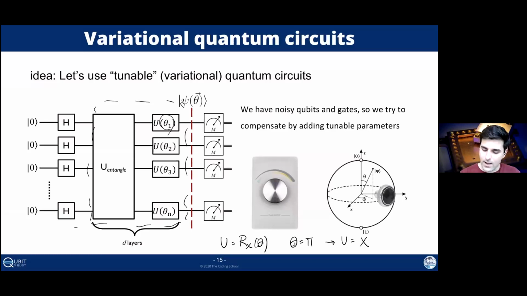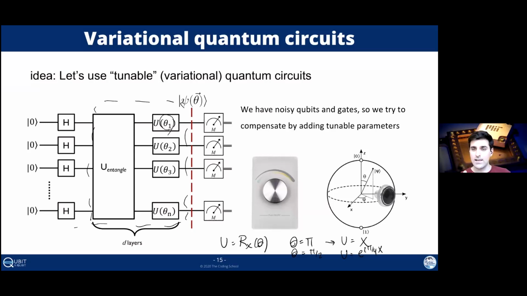Or I can have theta equal to pi over 2. So instead of rotating by pi radians around the x-axis, I can also ask the qubit to turn by pi over 2 radians around the x-axis. And in that case, I get U equal to e to the i pi over 4, and so on and so forth. So that's the degree of tunability that I'm talking about. Essentially, we can tell the system, rotate by this amount around a certain axis, and it will do it.